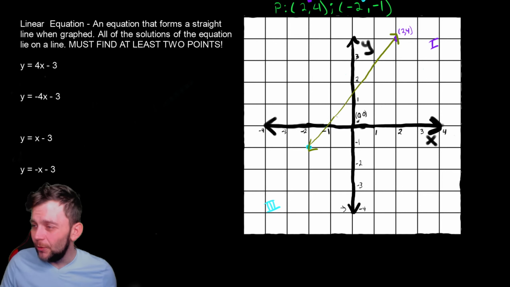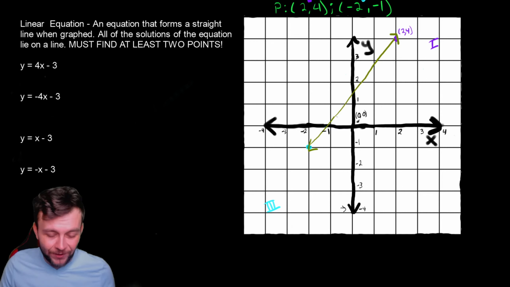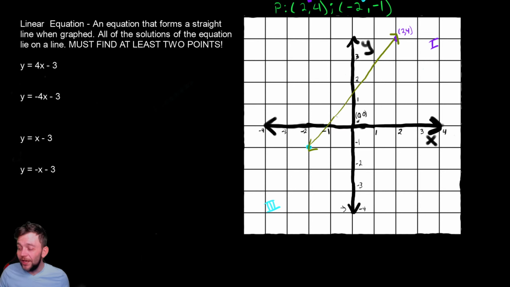I'm a little bit bigger than what I normally am. Let me shrink myself down. Okay, there we go. This is a little bit more comfortable for me to be this small.